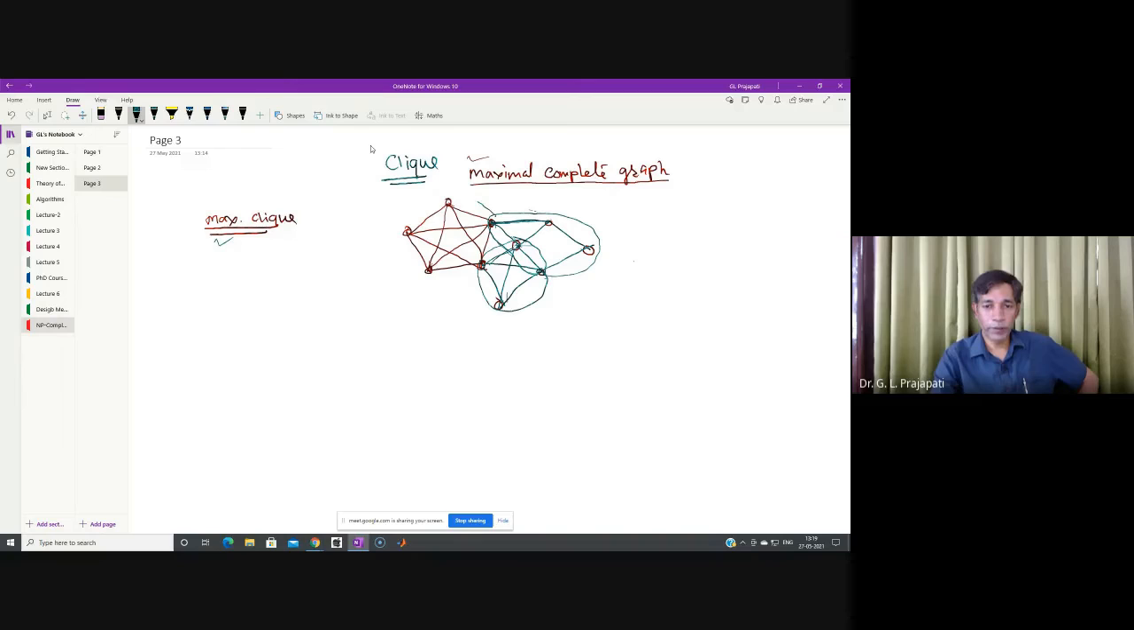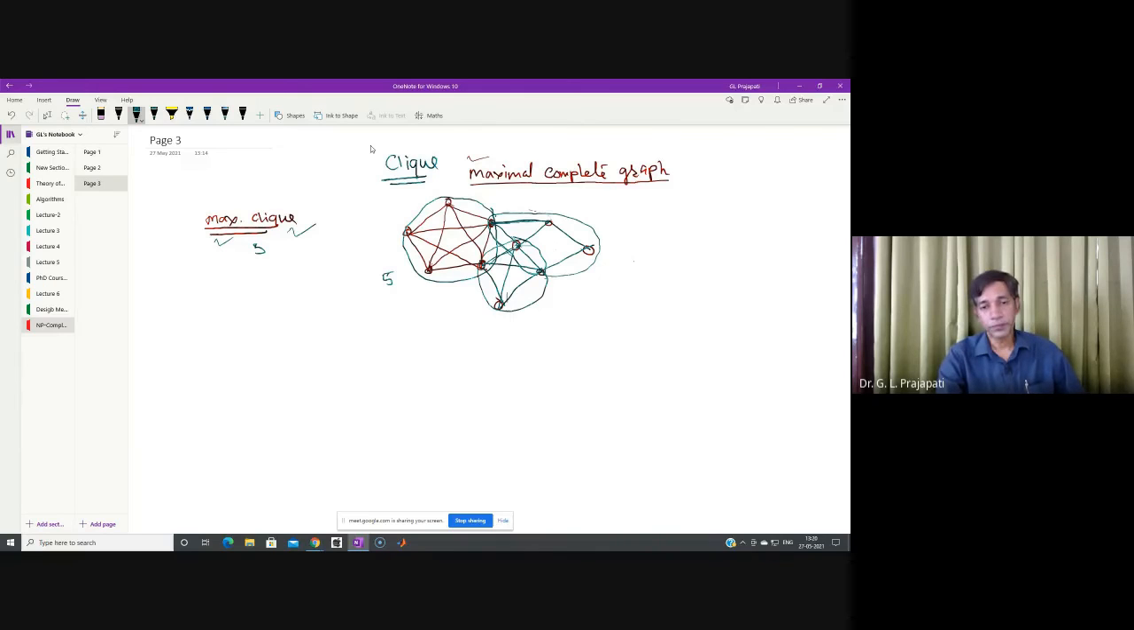But if you can find this group, then you see that every node is adjacent to every other node, means there is a path from every node to every other node. And how many nodes are participating here? 5. So clique of size 5 is available. Then you can verify whether clique of size 6 is available or not, 7 is available or not. So the max clique problem is like this.